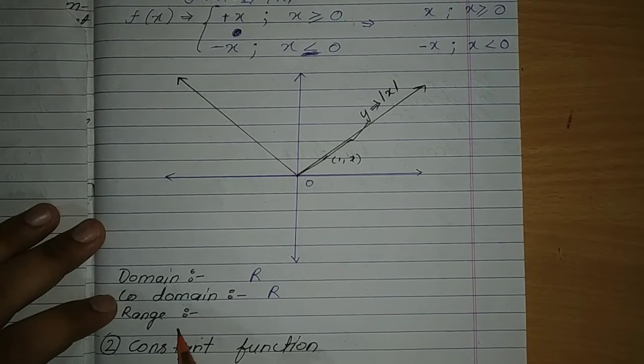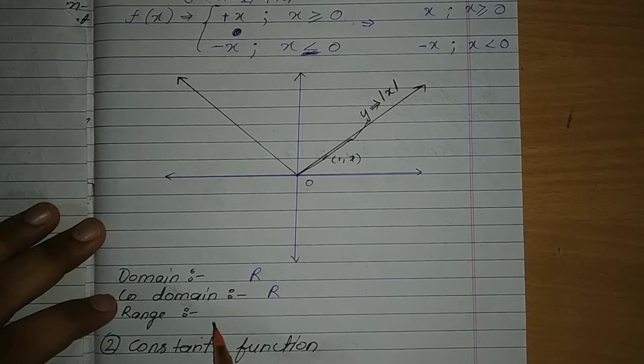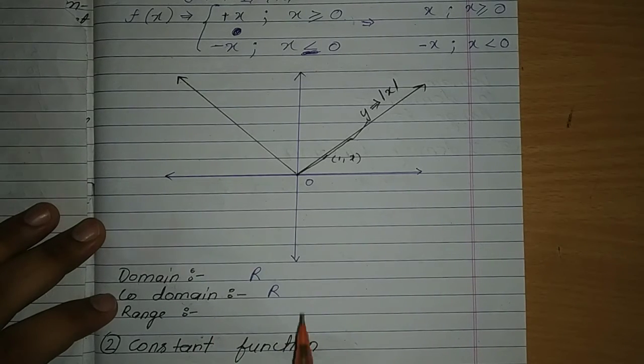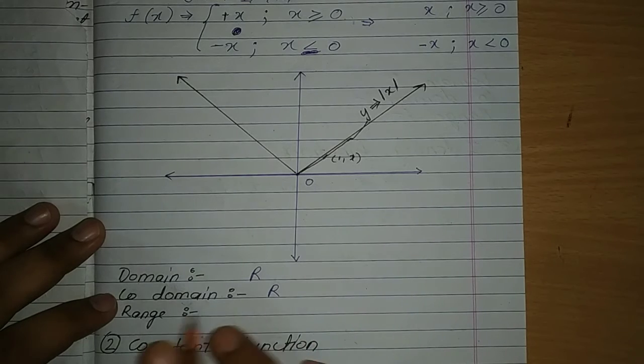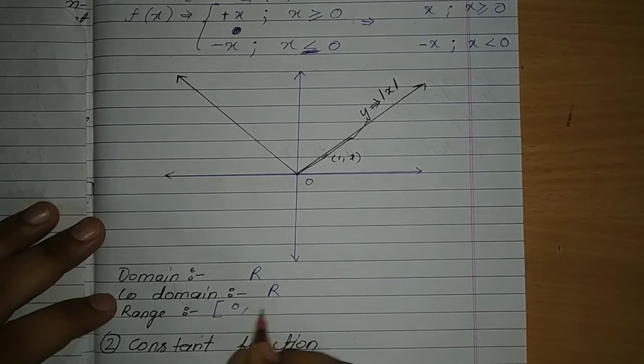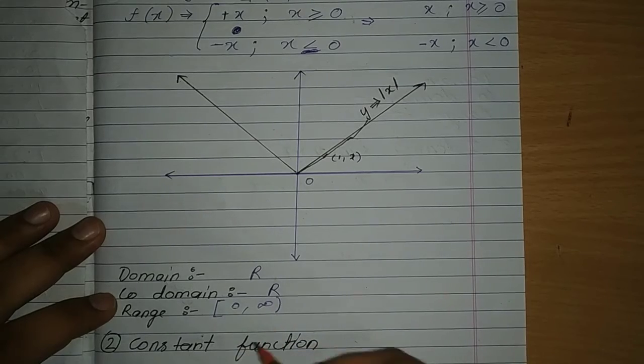And what about range? Can anyone tell me? Yeah, just think for a second. 5 4 3 2 1. Guys, your time is up. The range will be 0 comma infinity.